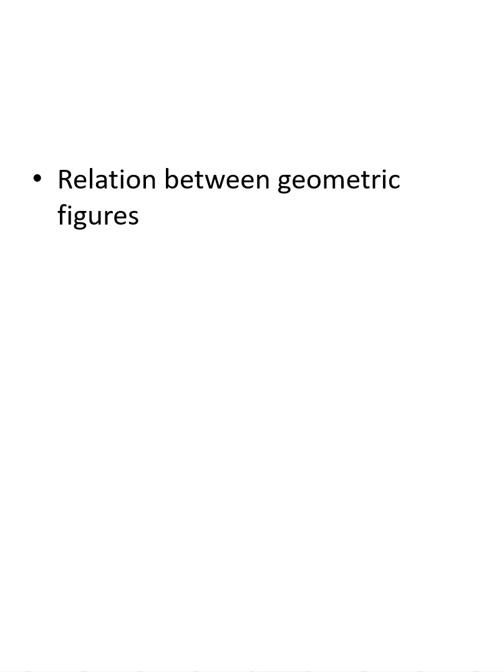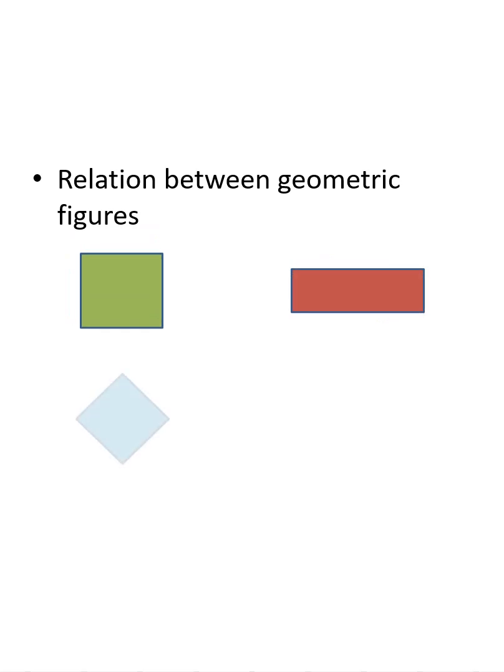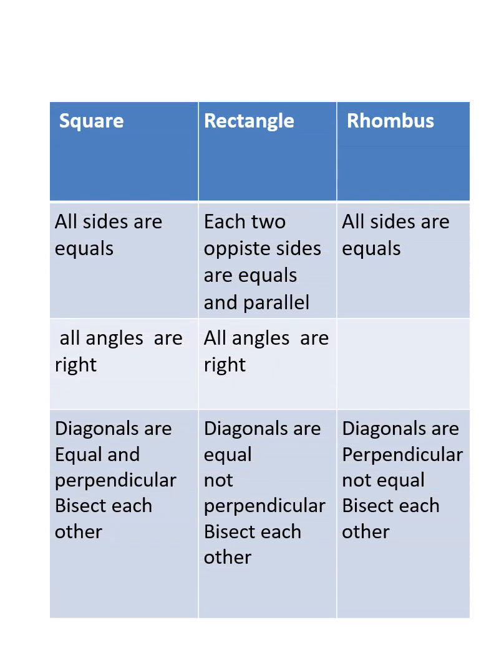Hello, my dear students. Today we are starting our lesson on the relation between geometric figures. We are talking about quadrilaterals. A quadrilateral is any polygon that has four sides, such as the square, rectangle, rhombus, and parallelogram. For the square, rectangle, and rhombus, we describe each one by three elements: sides, angles, and diagonals.